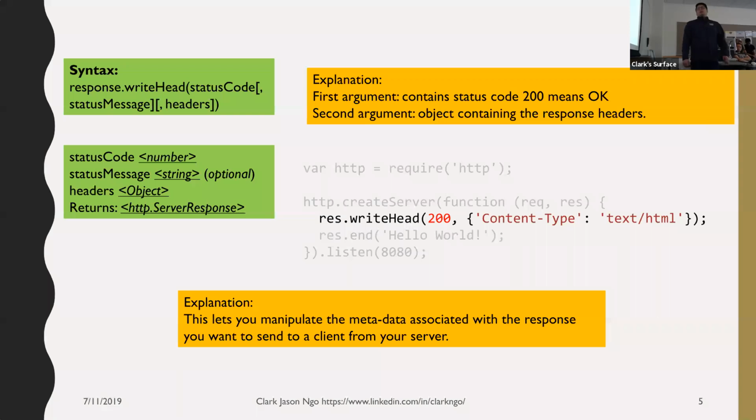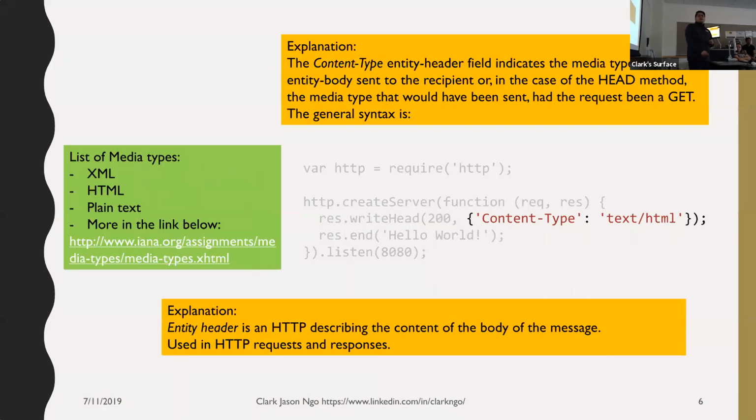Basically, inside that function, you would create a response.writeHead, and it requires parameters as well. One is you can give a status code. Let's say 200 is okay, 400 is there's something wrong, right? And you can also define what content type you want it to be. It could be text/html and others, like JSON. Again, this lets you manipulate the metadata associated with the response you want to send to a client from your server. I think I talked about that. You can change it to XML, plain text.